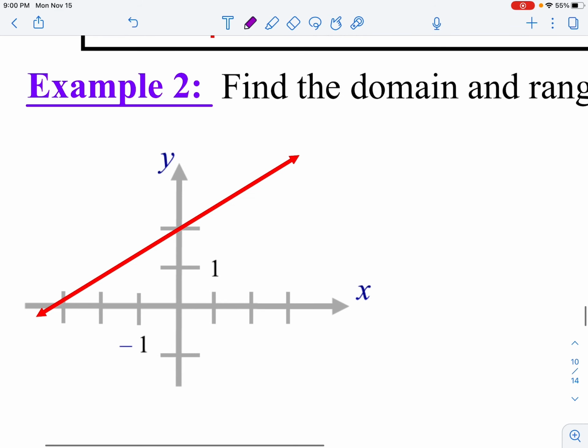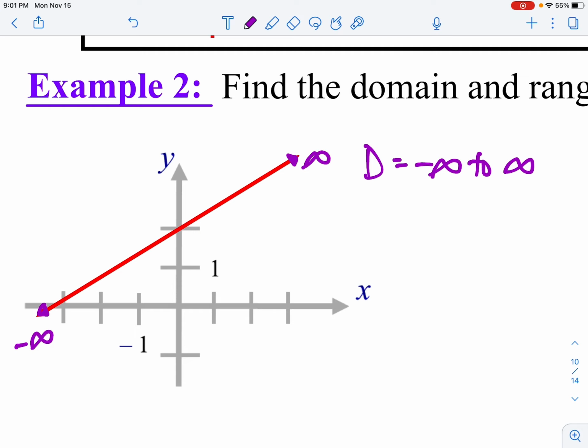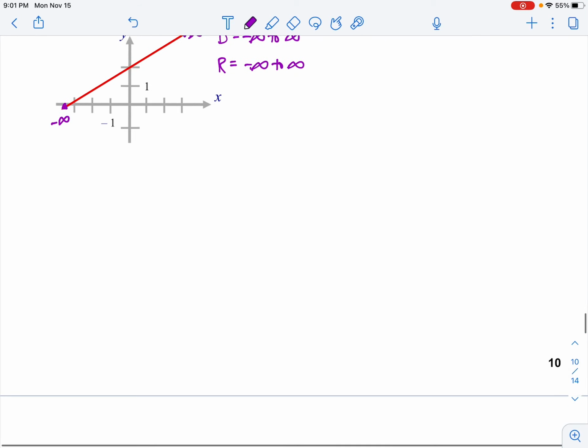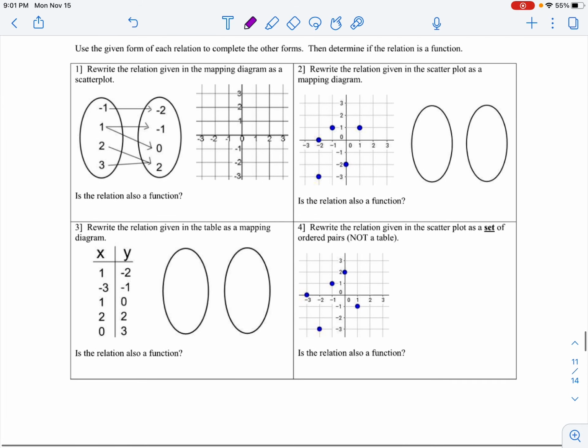This one, well, guess what? We got arrowheads here and here, which means the domain is going left and right forever. So negative infinity to the left and positive infinity to the right. And it's also going down and up forever. So the range is also negative infinity to infinity, because it's going left and right forever, and it's also going down and up forever. That's what those arrows mean. So negative infinity to infinity for both. All right, so that's pretty much the gist of domain and range.